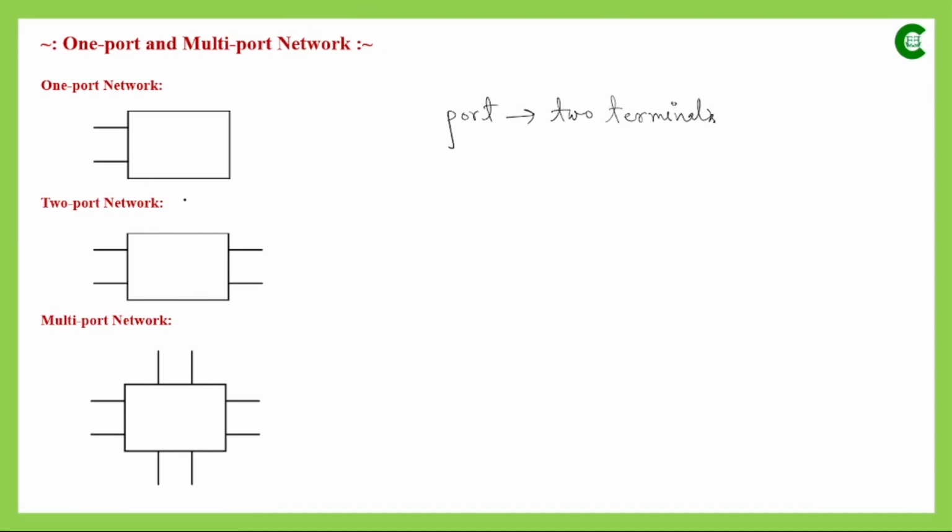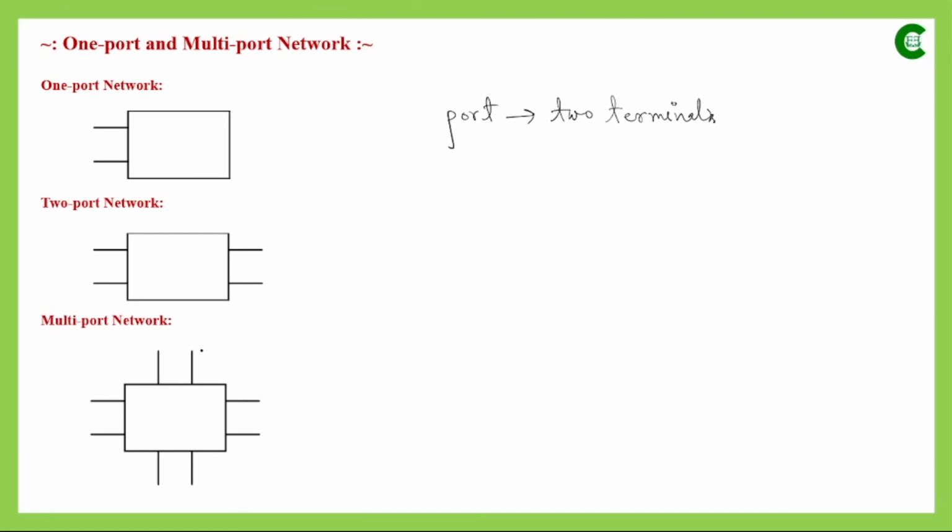Now in case of a two port network, we will have two ports. That means each port will have two terminals, so altogether it will have four terminals. So this is the example of a two port network, and inside this black box we can think of again an electrical network. In case of a two port network, one port can be connected with the input supply, and the other side of that network can be connected with the load, or that can be referred to as the output side of that network.